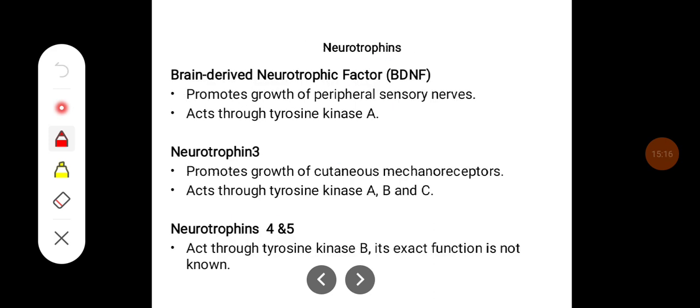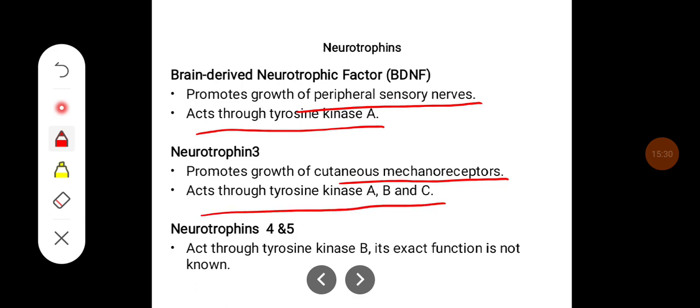Brain-derived neurotrophic factor promotes the growth of peripheral sensory nerves and acts through the tyrosine kinase B pathway. Neurotrophin 3 promotes the growth of cutaneous mechanoreceptors and acts through tyrosine kinase A, B, and C. Neurotrophin 4 and 5 act through tyrosine kinase B, and their exact function is not known.